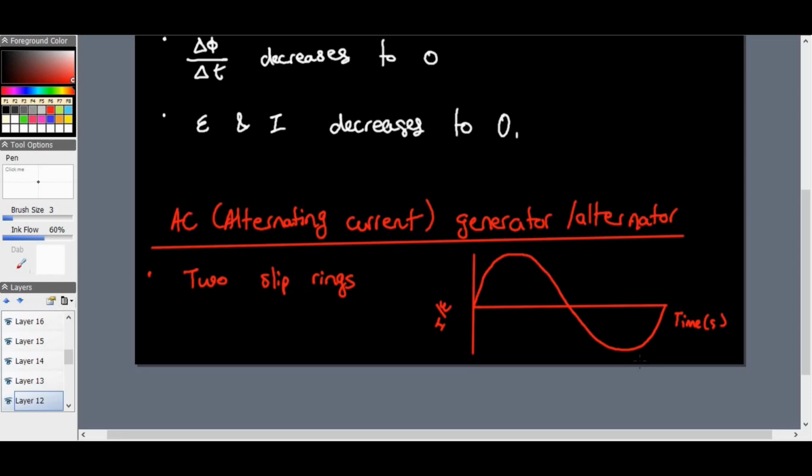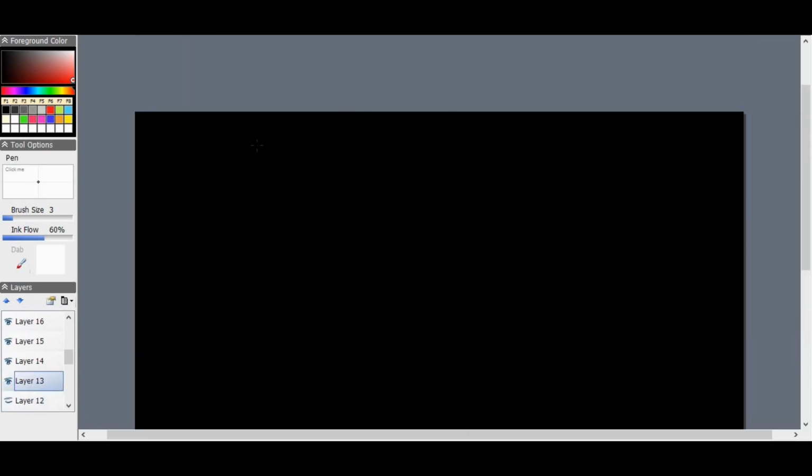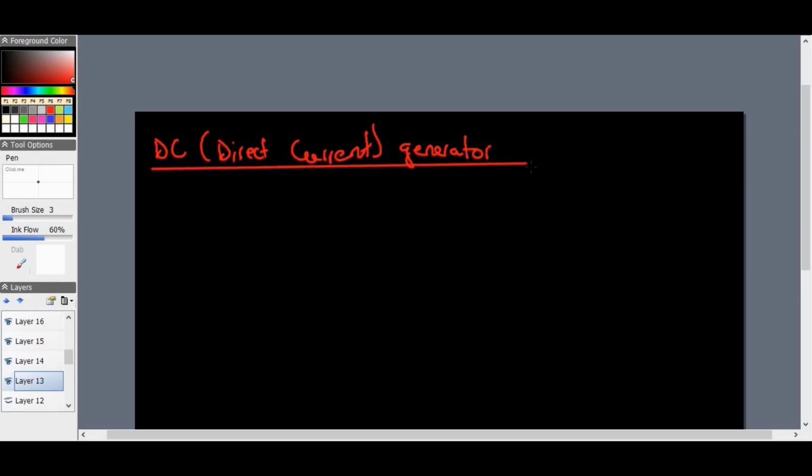With DC, direct current, it's a little bit different. Let me show you how direct current works. You can also get a DC generator, which is obviously a direct current generator. The reason how this works, the most important component here, is the split ring commutator.